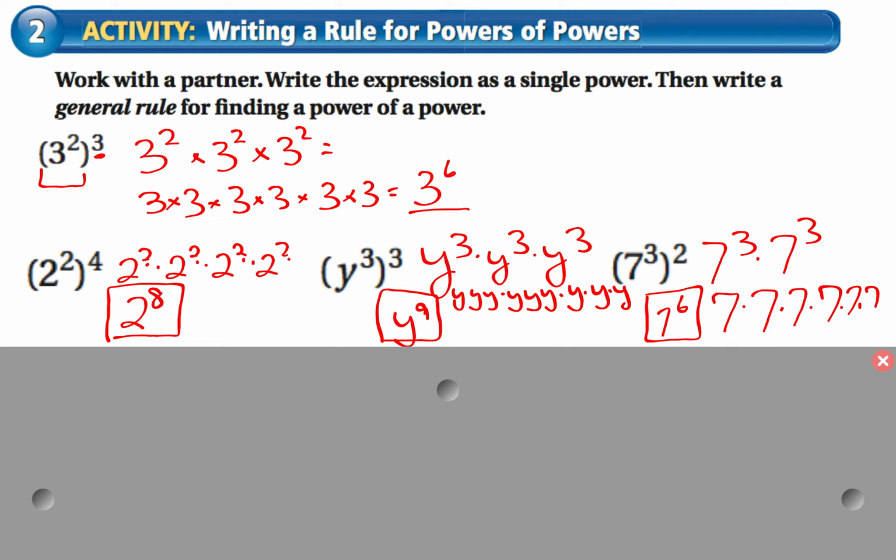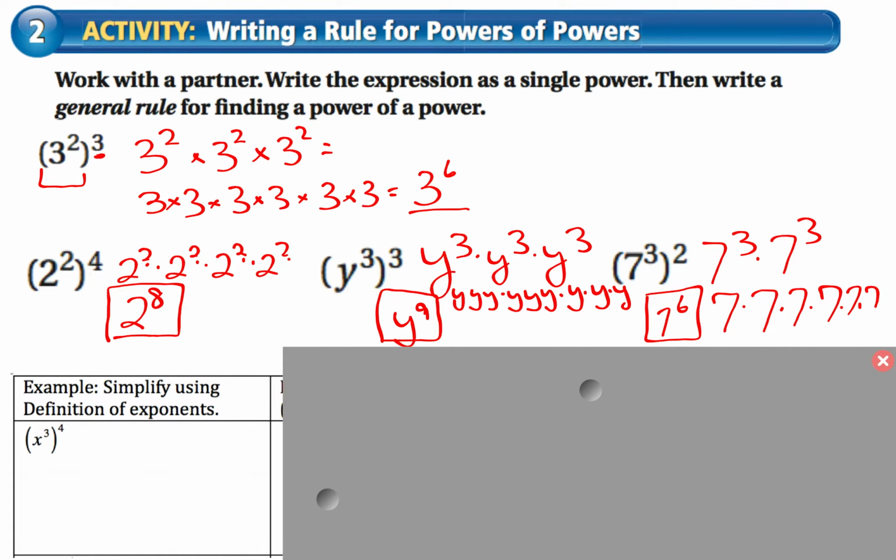So, what's going on with this one? Well, in general here, it looks like here I've got x cubed to the 3rd power. That's x cubed, which is x times x times x, written 4 times. That's a total of x to the 12th.